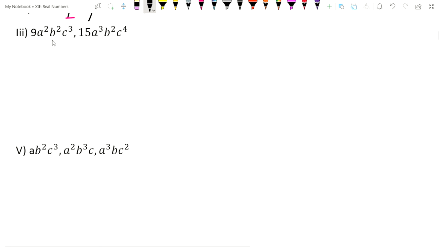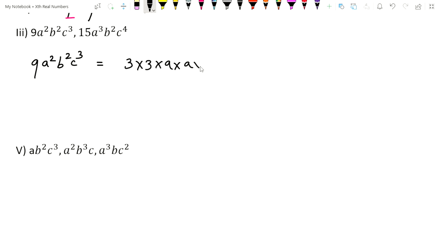9a square b square c cube, comma, 15a cube b square c power 4. First you split this: 9a square b square c cube equals, how can you split 9? 3 into 3. So a square is a into a, b square is b into b, c cube, 3 times we need to write, c into c into c.